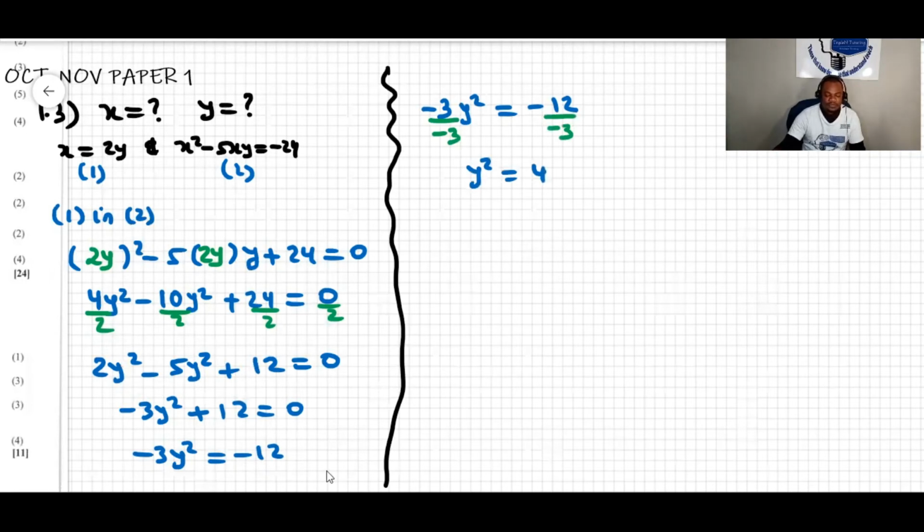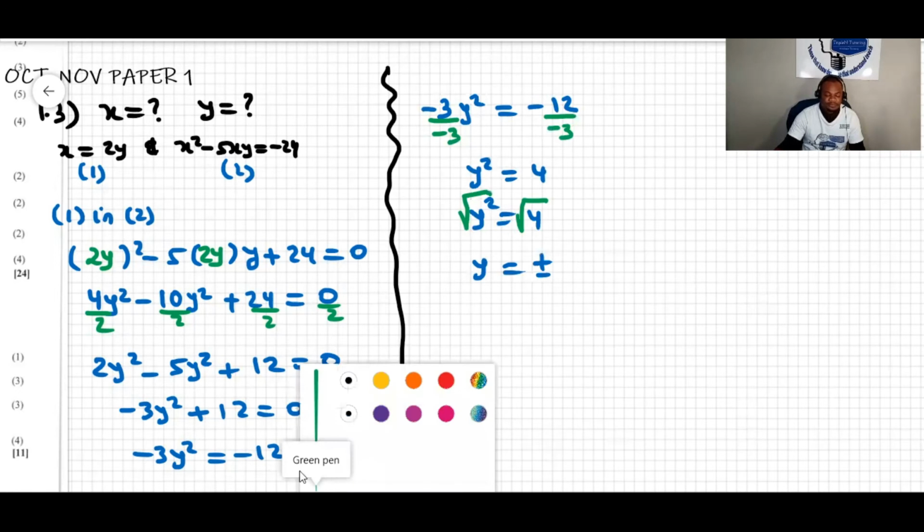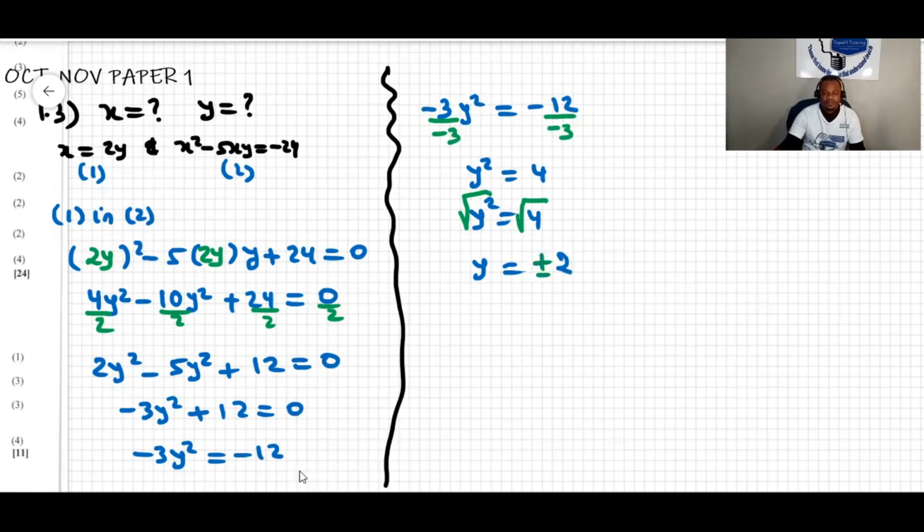Now, to work out the value of y, we can just square root both sides. Remember this, always put plus or minus when you work out the equation. So y equal to plus or minus 2. There are two solutions here for y. Now that we found y, we can substitute it in equation 1 to find the value of x. This means that y equal to 2 and y equal to negative 2.